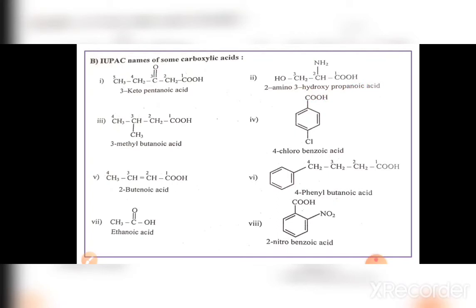Now the next example, first give the numbering 1 2 3 4. 4 carbons means butane, and we replace E by OIC, that means butanoic acid. And at the 3 number position there is a methyl group, therefore 3-methyl butanoic acid.